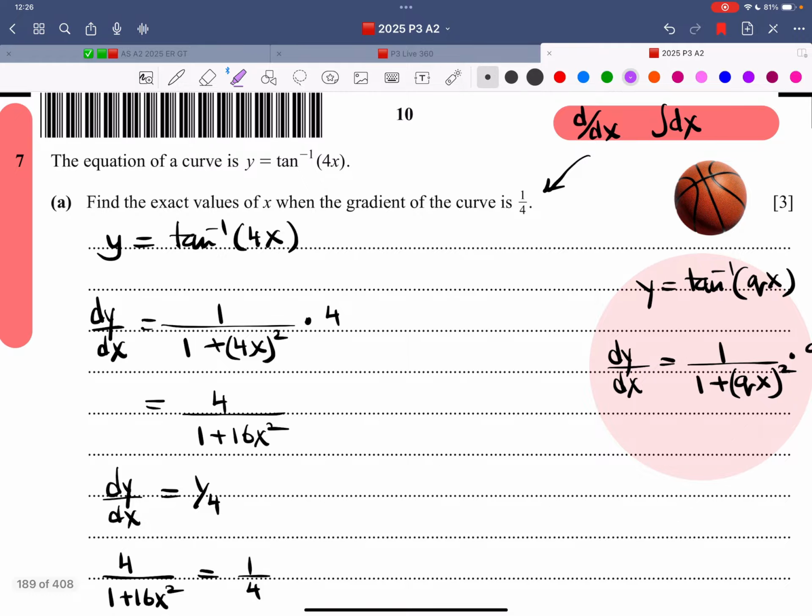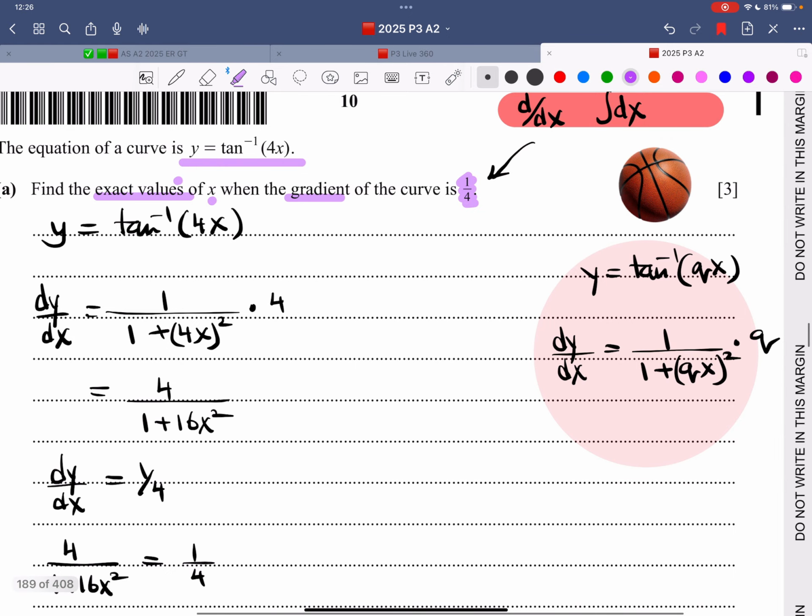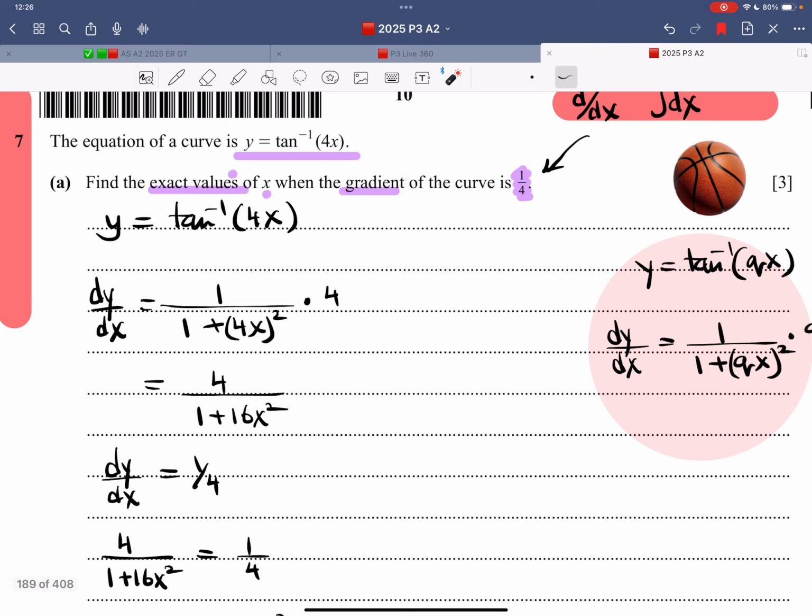So let's highlight this. The equation of a curve is such and such. Find the exact values of x, at which the gradient of the curve is 1/4. So now this is the background knowledge that we use. Y is equals to tan inverse qx. dy by dx is 1 over 1 plus qx, the whole thing square into q. So whatever is over here, for example, this is 4x. So this 4x will go inside the whole thing square, and derivative of 4x is 4. So that is exactly the formula that I'm using.